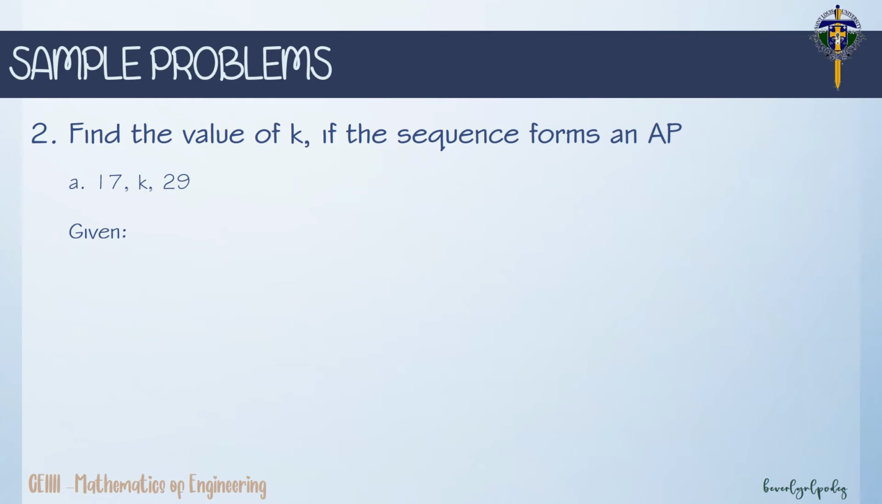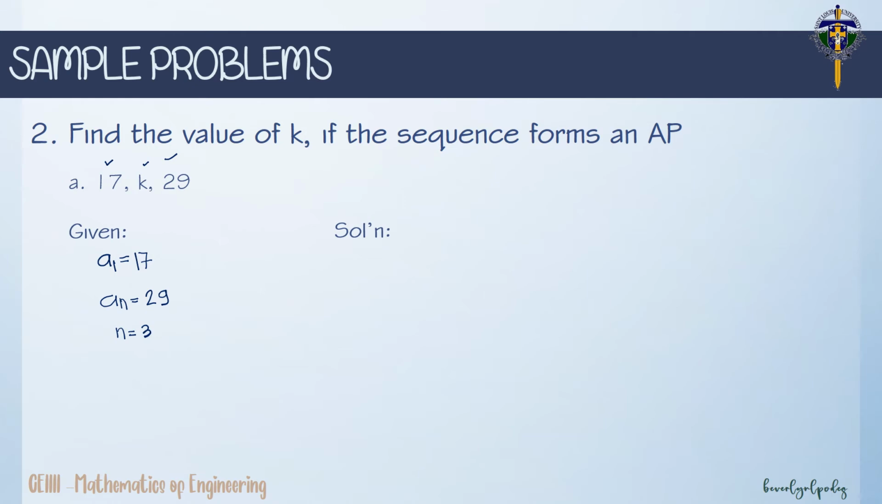First and foremost, we have to identify the given. a1, that's the first term, is given to be 17. And then an, the last term, is given to be 29. At the same time, we know that n is equal to 3. So again, n is the number of terms, that is 1, 2, and 3. So we are definite that n is equal to 3. Then solution.